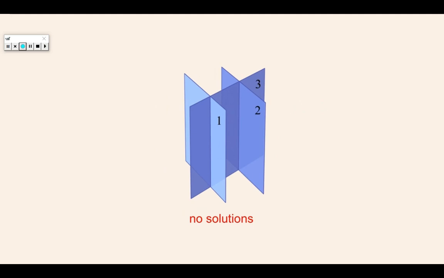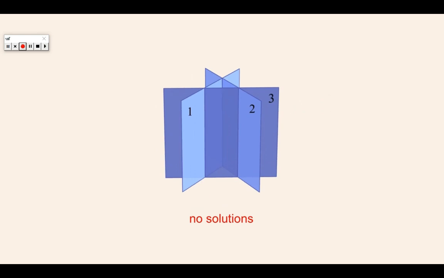One additional configuration of the planes which will result in a system with no solutions is if the planes are oriented so that their intersection points lie along three distinct parallel lines. Once again, since there are no points in common to all three planes, the system has no solutions.